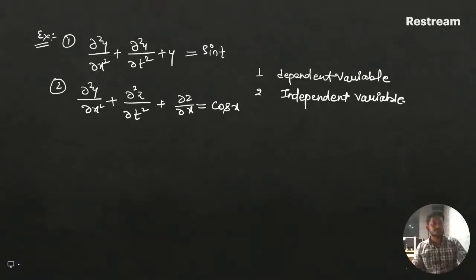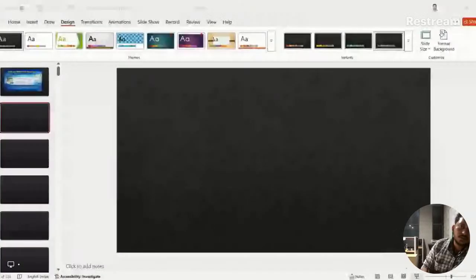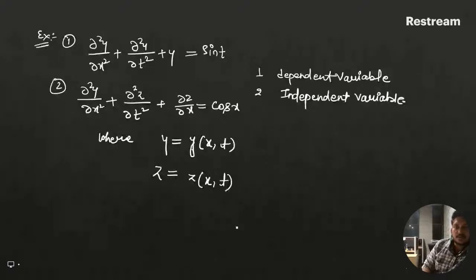So in this case, one is the independent variable. Okay. Now in the second, we can get y equal to y(x, t), small y, and z equal to z(x, t). In PDE we call it this way.